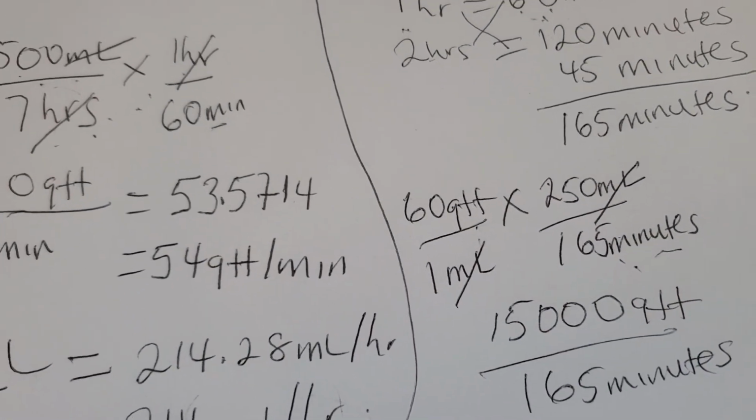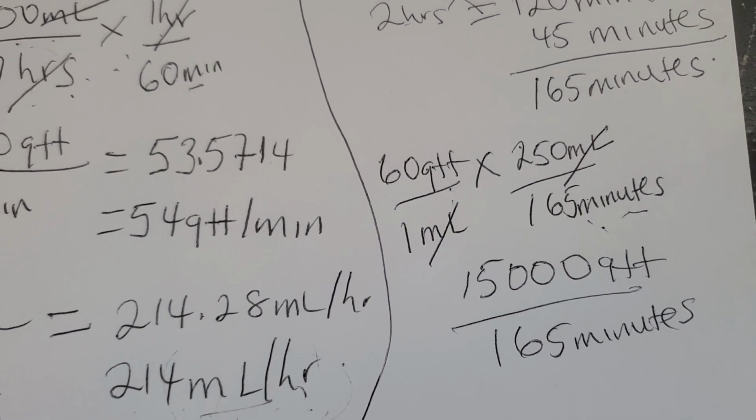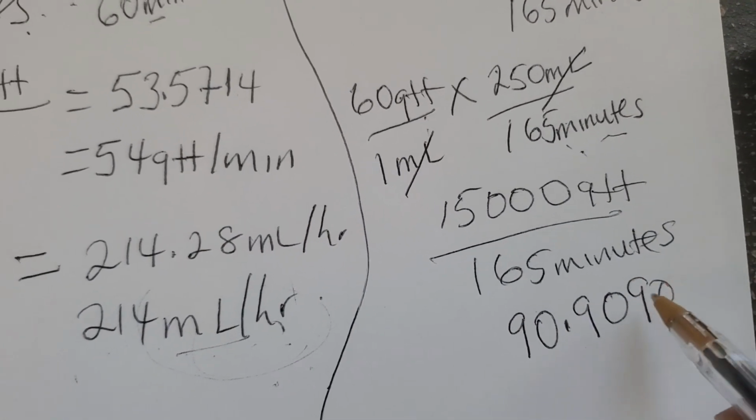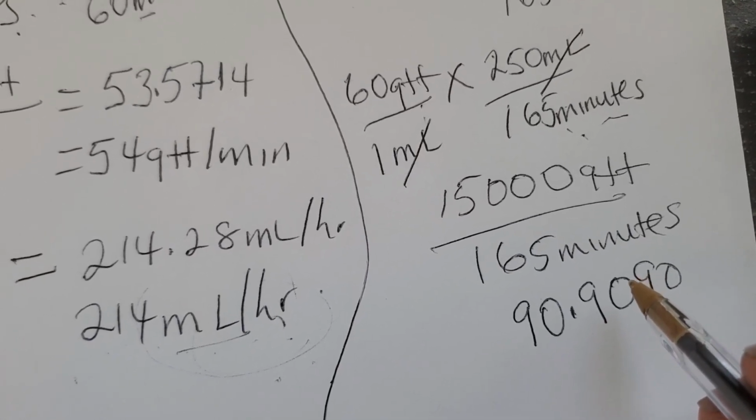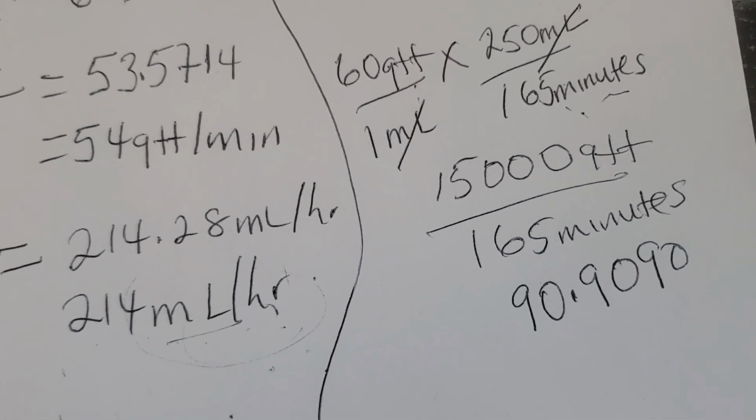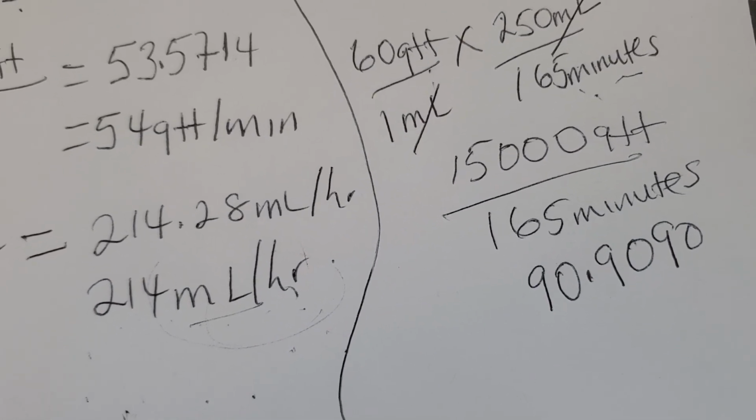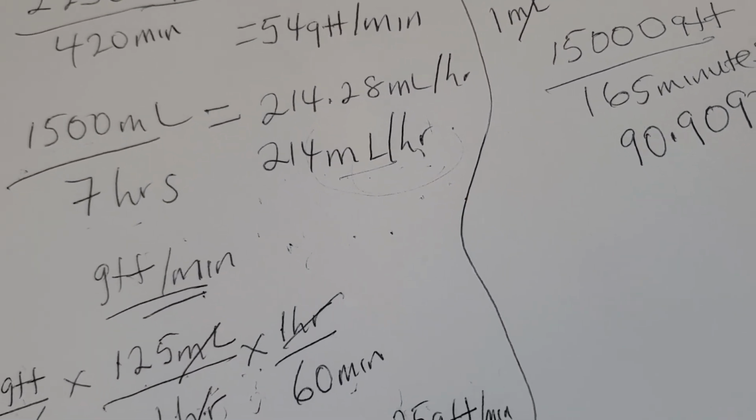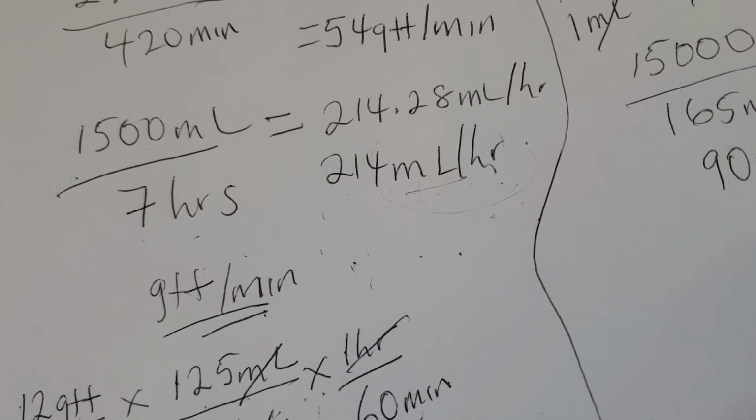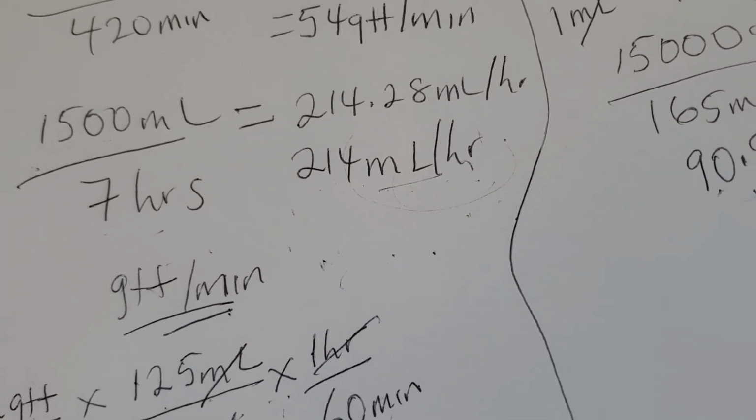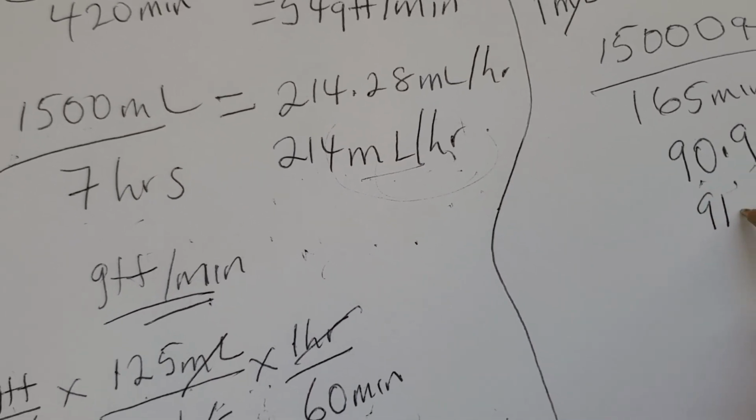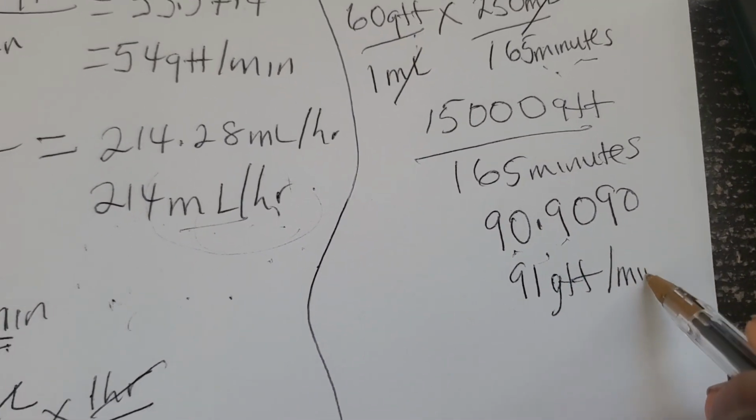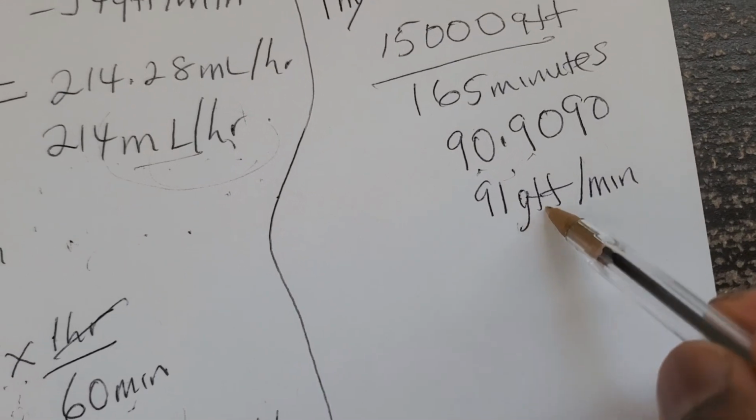Okay, so let's divide it. Divided by 165, that will give us 90.909. And what is it telling us? It says that we should leave our final answer in a whole number. So leaving this in a whole number will give us 91. Drops per what? Minute. Okay, 91 drops per minute.